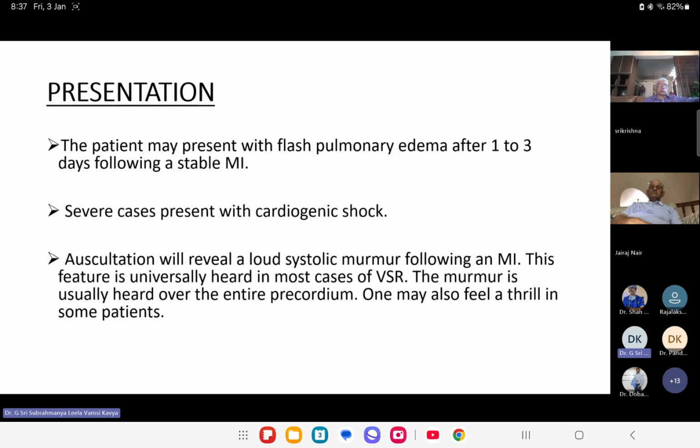Presentation: the patient may present with flash pulmonary edema 1 to 3 days following a stable MI. Severe cases present with cardiogenic shock. Auscultation will reveal a loud systolic murmur following an MI. This feature is universally heard in most cases of VSR. The murmur is usually heard over the entire precordium. One may also feel a thrill in some patients.